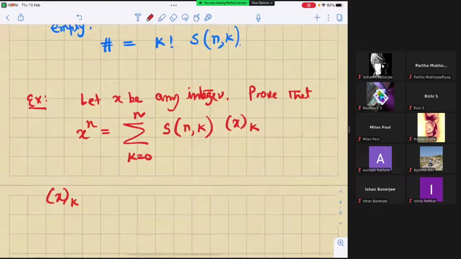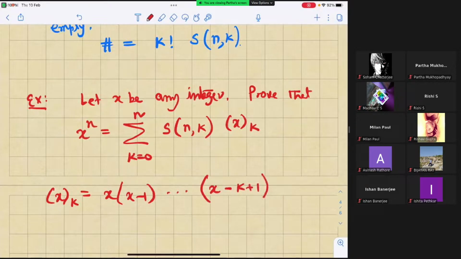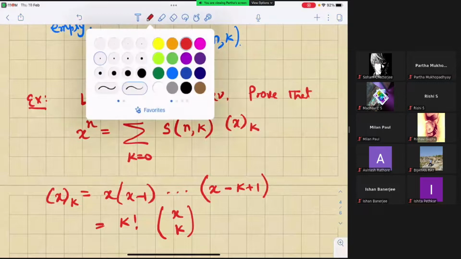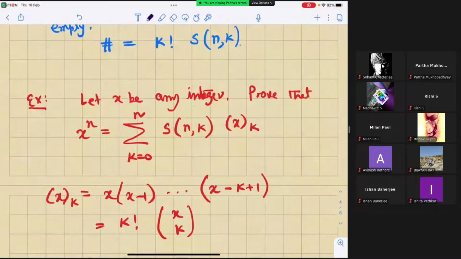This comes from the binomial theorem. x_k is basically x times (x minus 1) up to (x minus k plus 1), this product. Which is the same as factorial k times x choose k, because if you just expand, x minus k factorial and k factorial get cancelled, and this top quantity is precisely factorial x by factorial x minus k. So let's try to see this exercise.